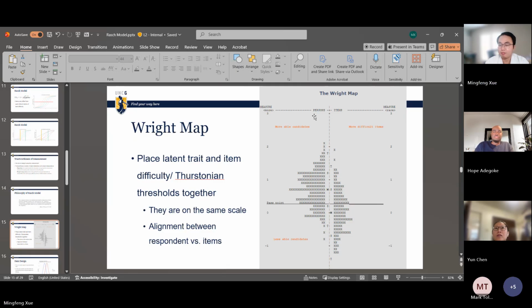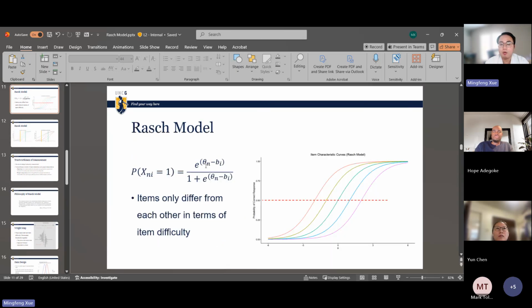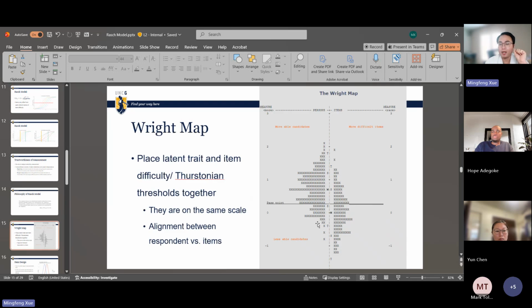This visualization is actually the result of our model: theta on the left-hand side as the latent trait, and delta as item difficulty on the right-hand side. We place them together. This is only possible under the Rasch family model because in 2PL, the difficulty and the latent trait might not be on the same scale. Under this Wright map, they are on the same scale. It enables us to examine the alignment of respondents and items.